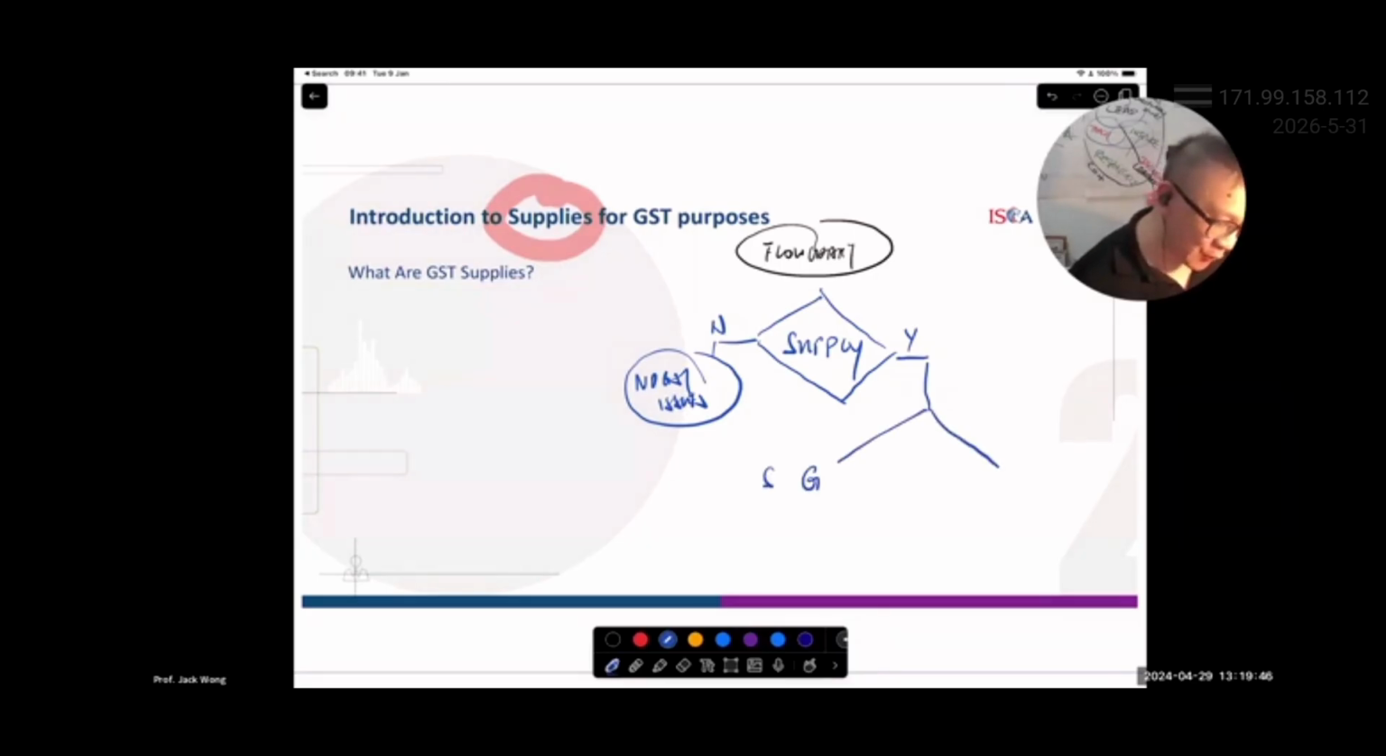Is there a supply of goods? I call it SOG, supply of goods. Or is there a supply of services, SOS? Okay, not to ask for help, but really about supply of services. And why is that important, you may ask?